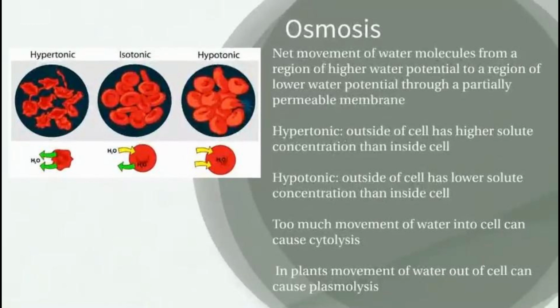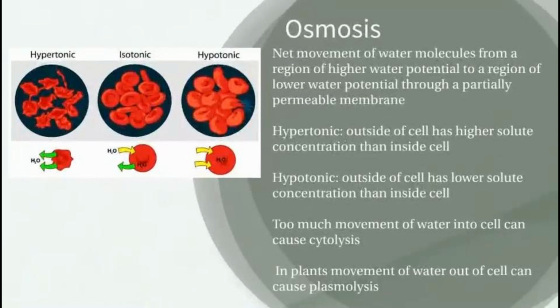But just to go over it again, osmosis is the net movement of water molecules from a region of higher water potential to a region of lower water potential through a partially permeable membrane. Now, I know you're probably sick of us saying this, but a really important thing here is to know the words partially permeable membrane. So osmosis has to occur through a membrane that doesn't allow everything through, and that is what partially permeable means.